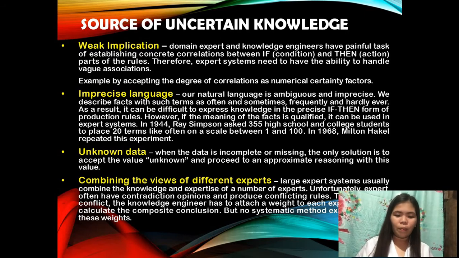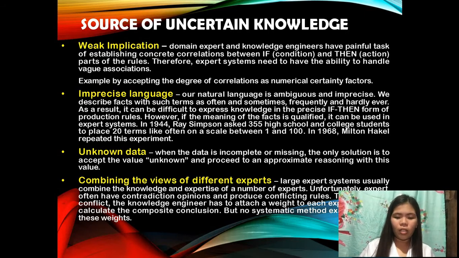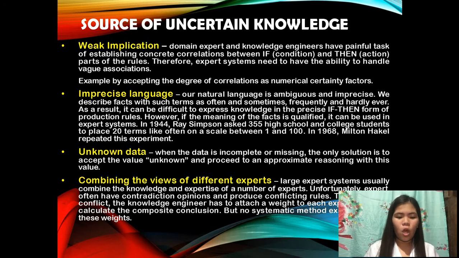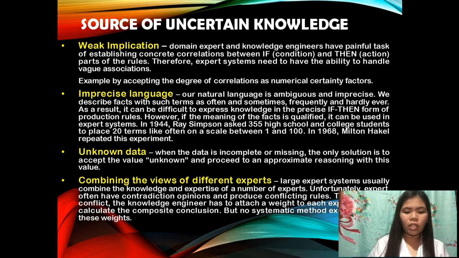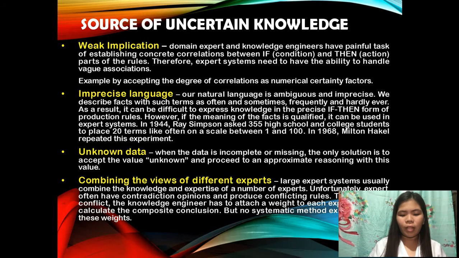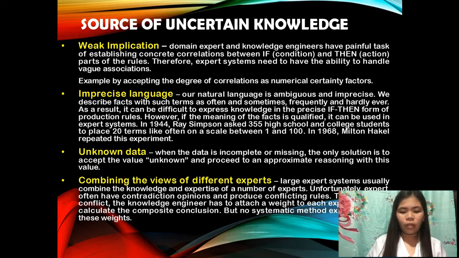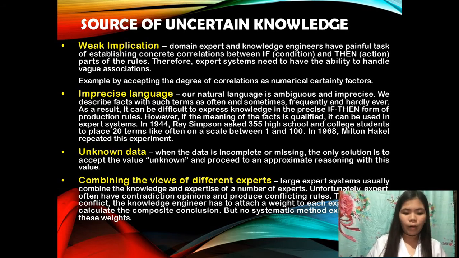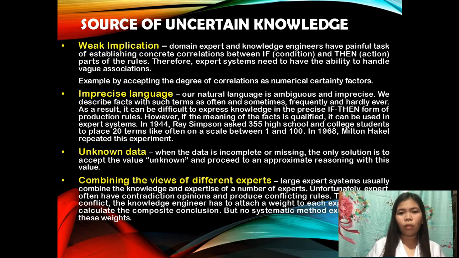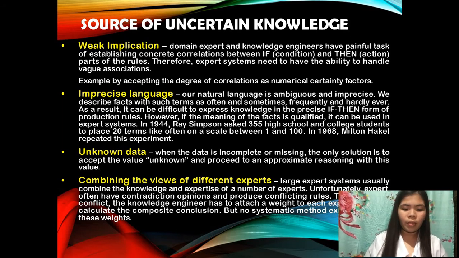Imprecise language. Our natural language is ambiguous and imprecise. We describe facts with such terms as often and sometimes, frequently and hardly ever. As a result, it can be difficult to express knowledge in the precise IF-THEN form of production rules. However, if the meaning of the facts is qualified, it can be used in expert systems.